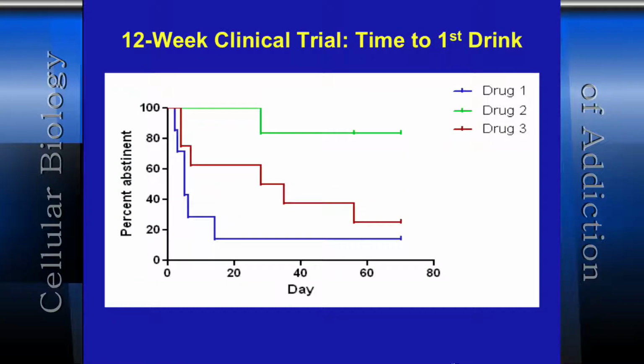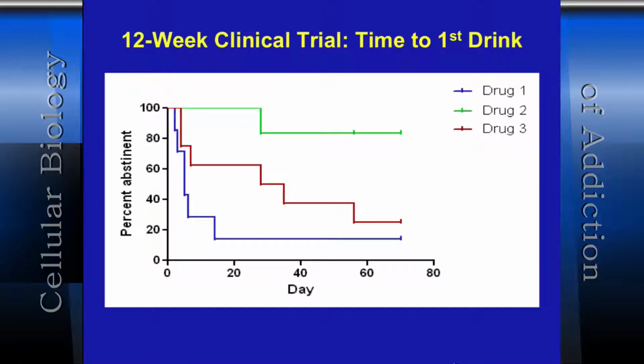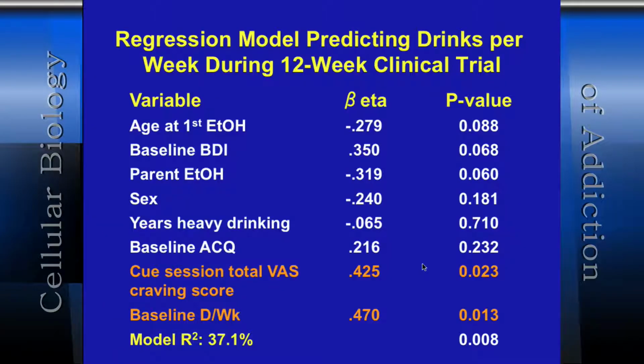Looking at the survival curves, time to first drink, that blue group that had the very high craving relapsed very promptly on the clinical trial, whereas the other 2 groups did much better in terms of time to drinking. Very similar to how the groups performed in the cue reactivity testing.